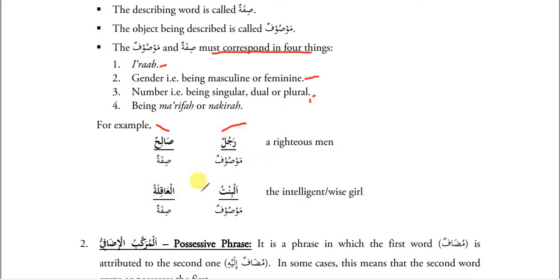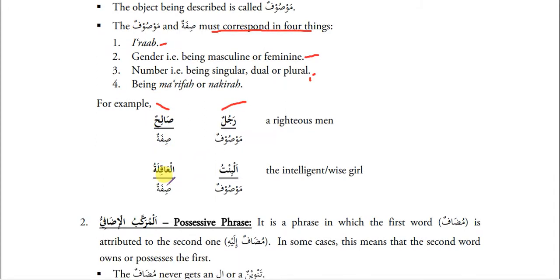Al-bintu al-aqilatu. Al-bintu has alif lam, al-aqilatu has alif lam. Al-bintu has pesh, al-aqilatu has pesh. Al-bintu is muannas, al-aqilatu is muannas, and al-bintu is wahid, al-aqilatu is wahid. So we have completed our mawsuf sifat sentence.